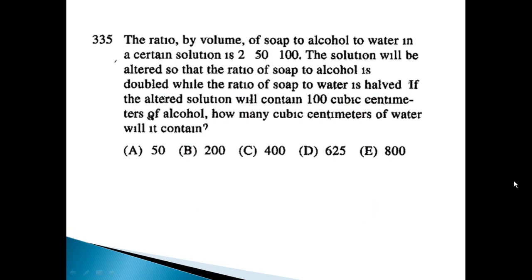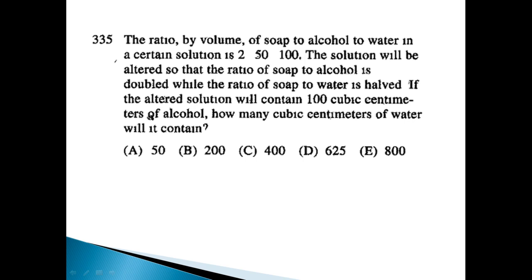So let's go to the problem. So what is the problem? The problem says the ratio by volume of soap to alcohol to water in a certain solution is 2:50:100. The solution will be altered so that the ratio of soap to alcohol is doubled, while the ratio of soap to water is halved. If the altered solution will contain 100 cubic centimeters of alcohol, how many cubic centimeters of water will it contain?